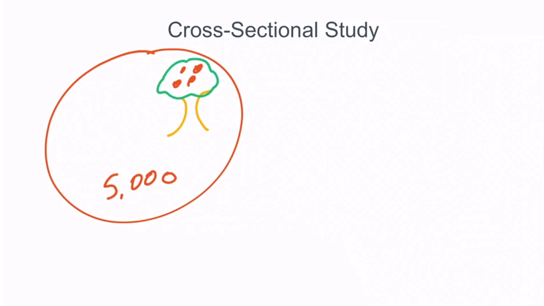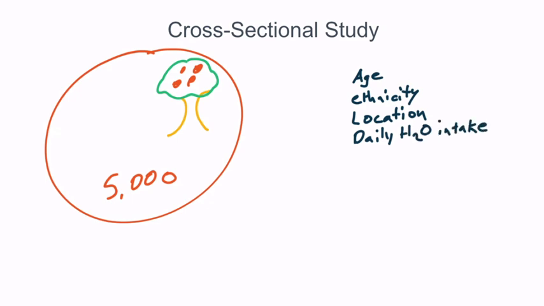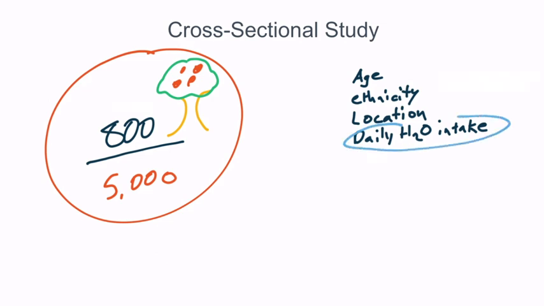Let's say there is a study evaluating the number of apples eaten per week in a given population of 5,000 people. In this study, you can include as many variables as you would like, such as age, ethnicity, location, and amount of water that is taken in each day. Let's say 800 individuals in this sample population eat at least one apple each week. Now let's say you also found a strong correlation between individuals who drink at least 1 liter of water a day and those that eat at least one apple per week.